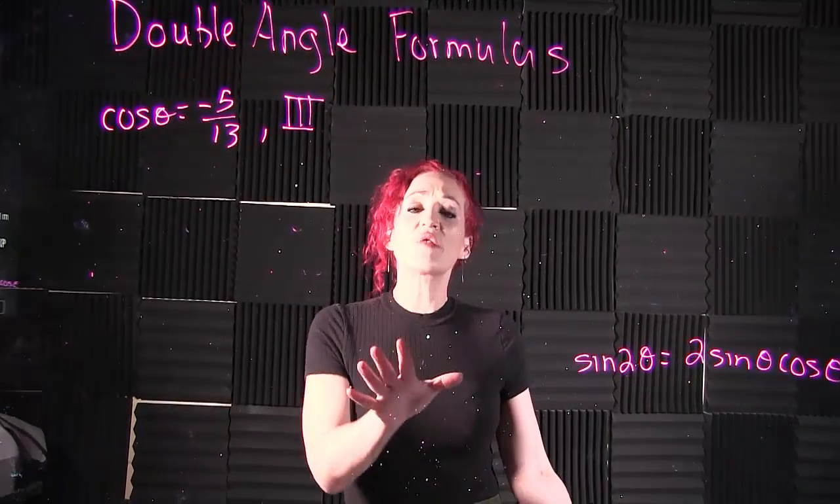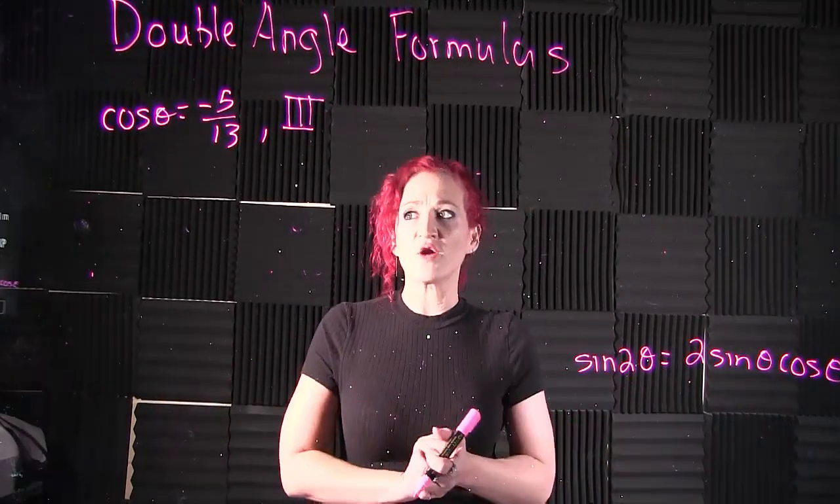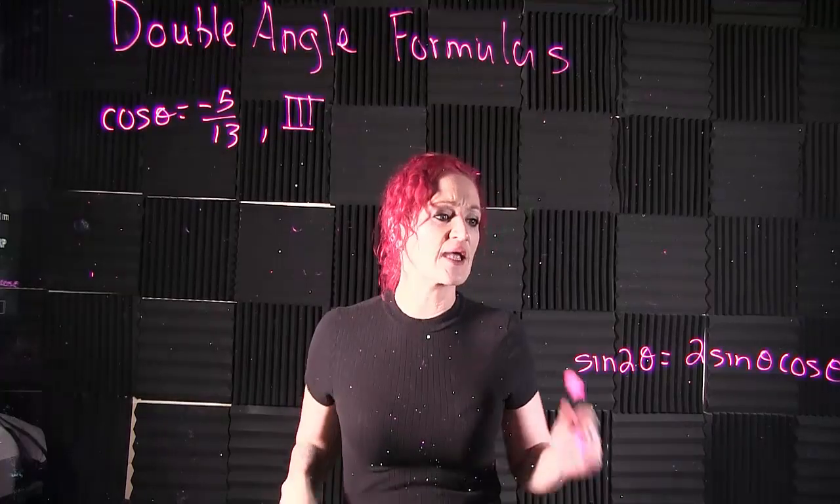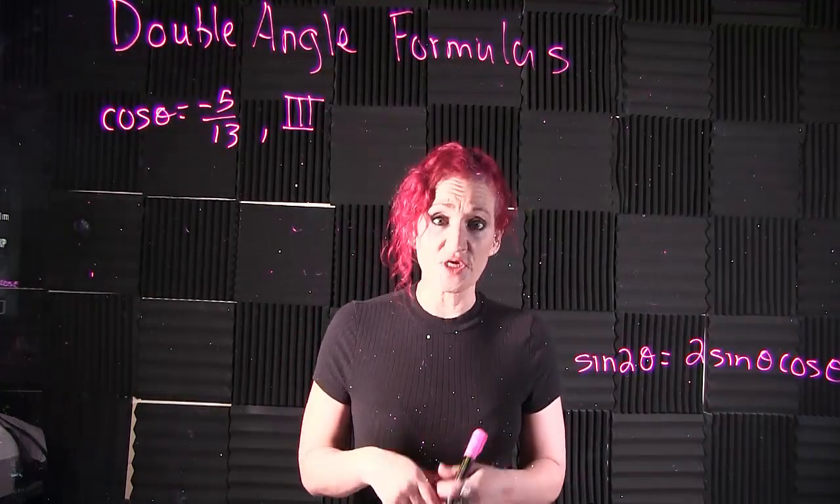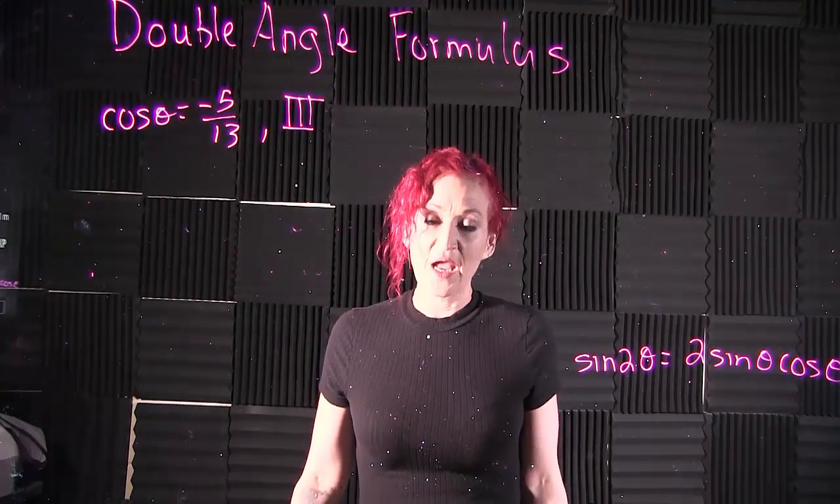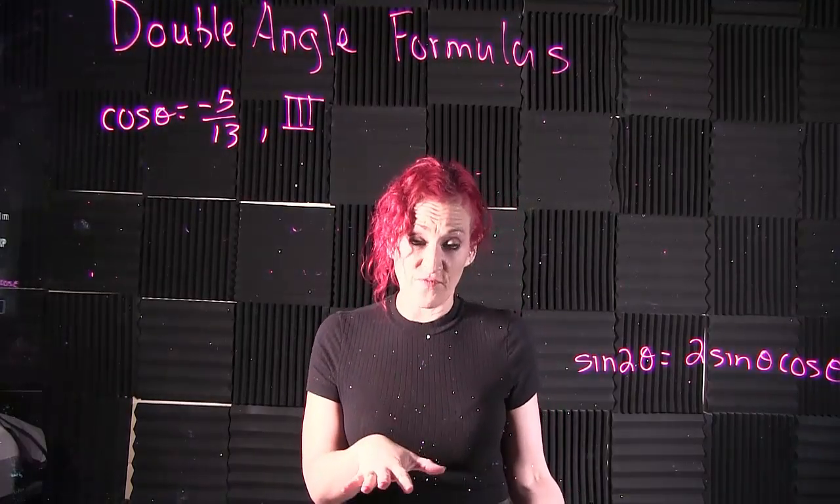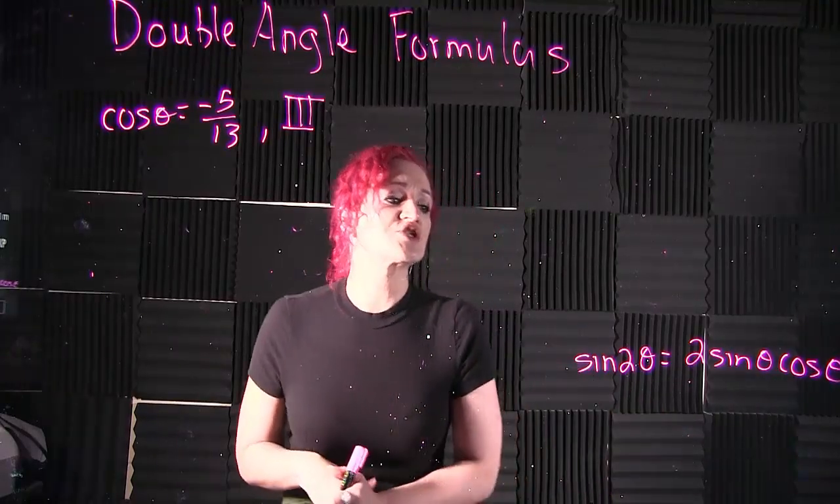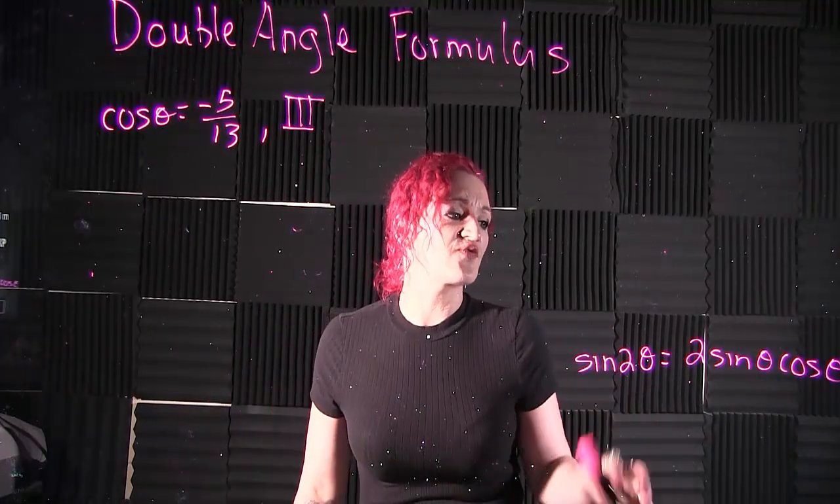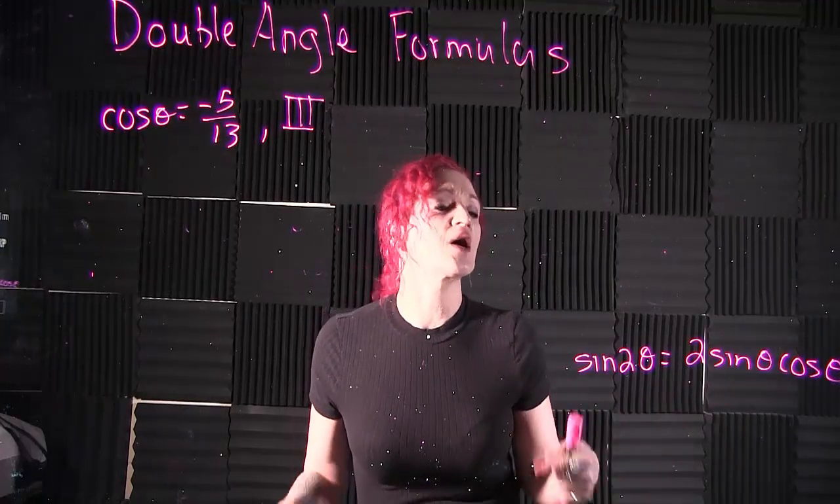For the following video, we are going to cover the double angle formulas for cosine, sine, and tangent. There are a few different variations of the formulas. For the double angle formula for sine and cosine, this is the variation that I'm going to use. It says sine 2 theta is equal to 2 sine theta cosine theta.